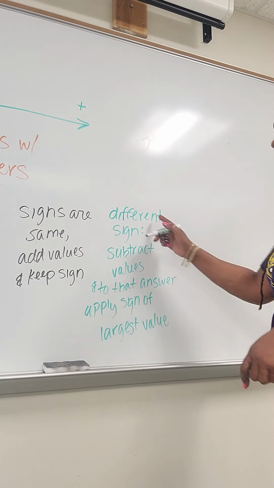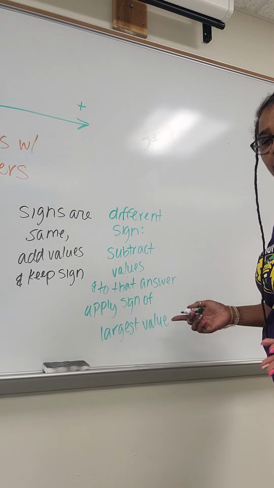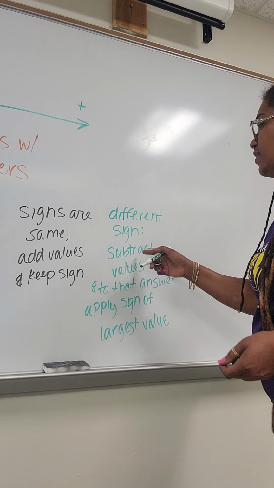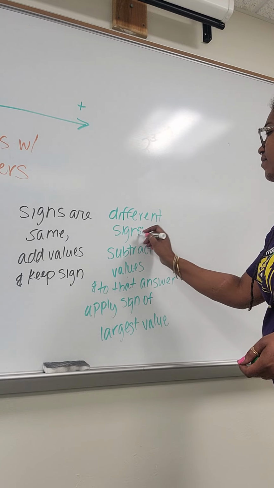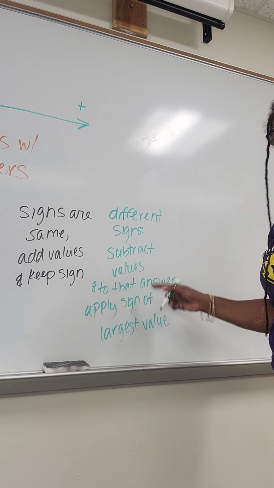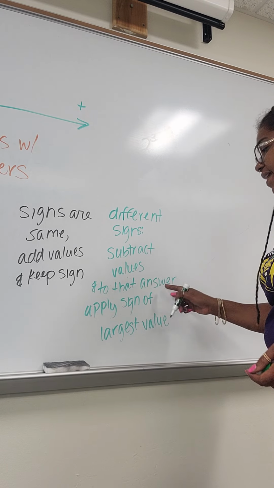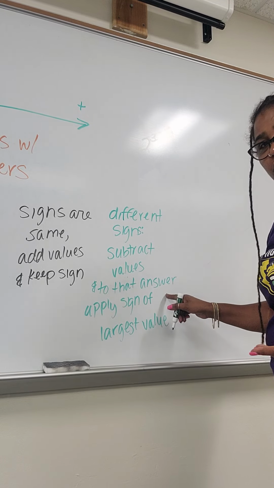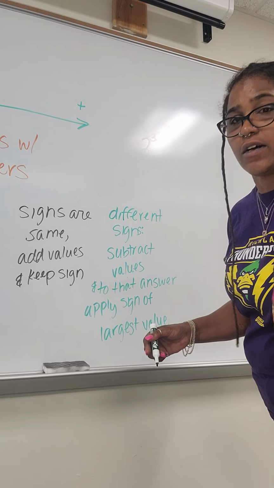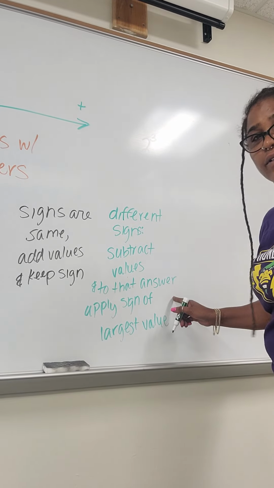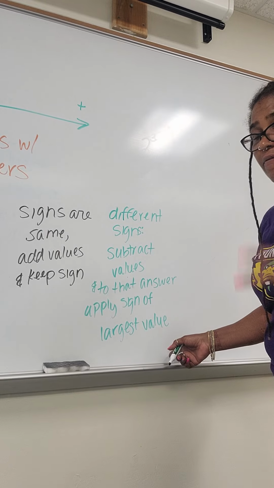All right, so what does all this mean? What did I mean when I said that? If my signs are different, we're gonna subtract our values, and to that answer that we get from subtracting the values, that difference, the answer to subtracting is called a difference. To that difference, we're gonna apply the sign of the biggest value.